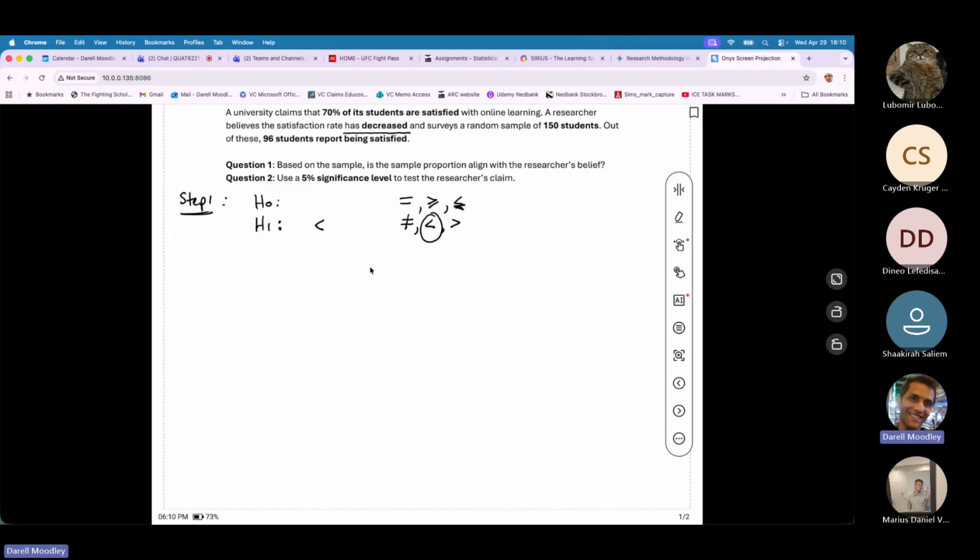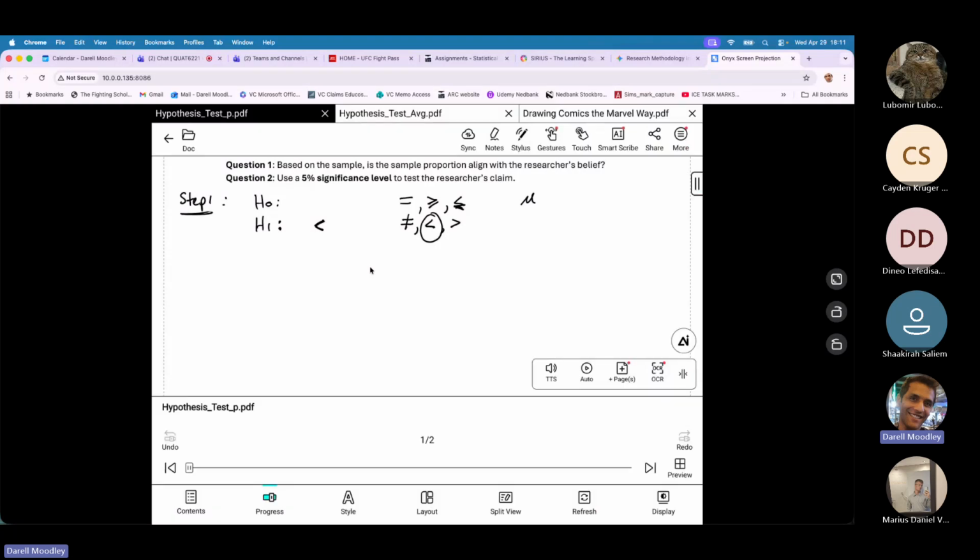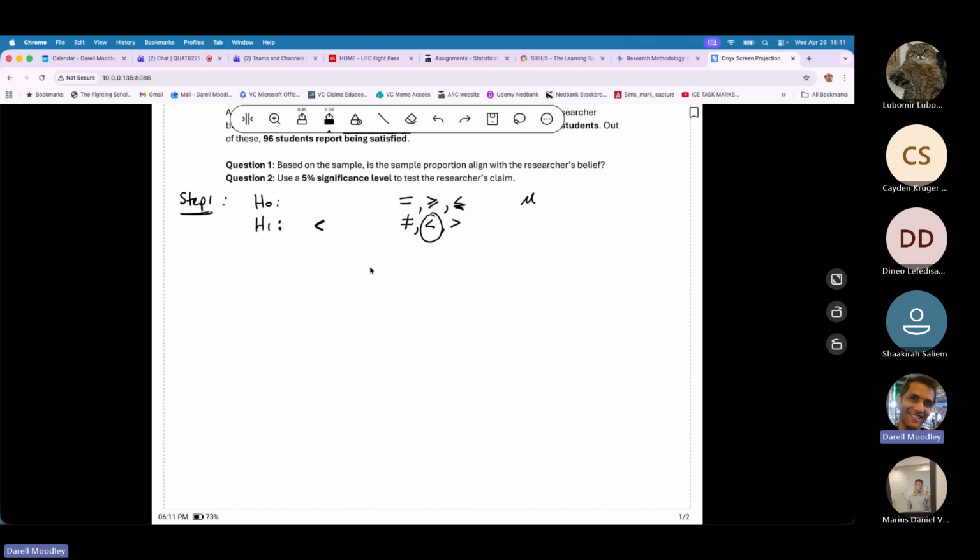Now, we are not dealing with averages like what we did last week. Last week, we were dealing with mu, but that's not what we're dealing with now. Now we are dealing with proportions, right? So in other words, the symbol pi, we're going to be using this symbol because we're dealing with proportions. So we believe pi is less than 70%. That's your H1. And so the opposite of that is just above it, greater than or equal to. So pi greater than or equal to 70%.